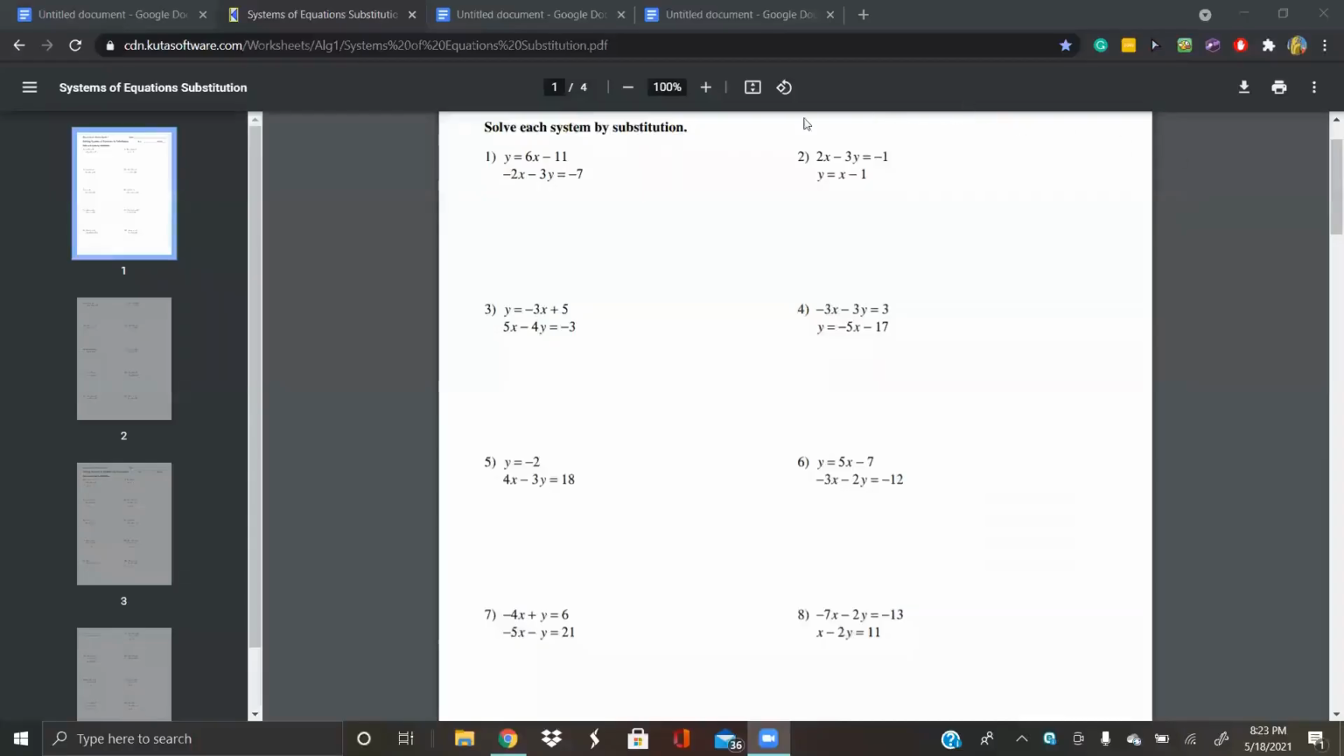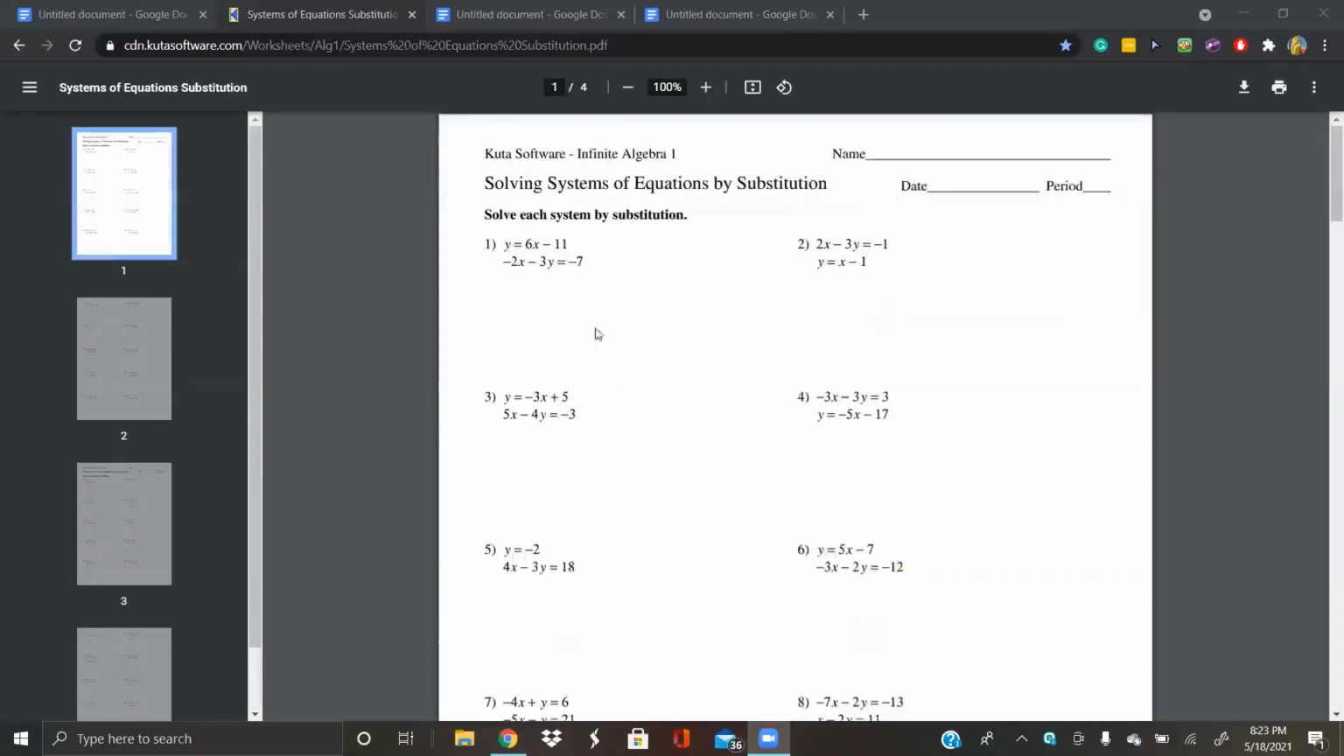Okay, so today we'll be learning how to do systems of equations using the substitution method. So let's start with problem number one. Since they already gave us one equation in standard form and one in slope intercept form, they made it easy for us. We just have to combine the equations.